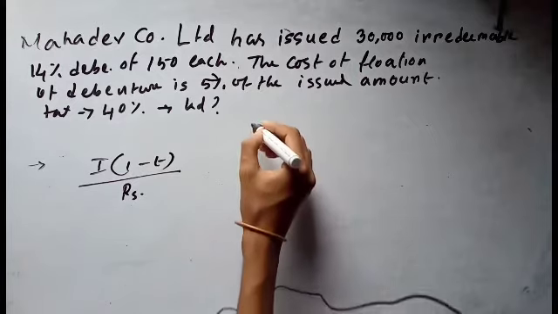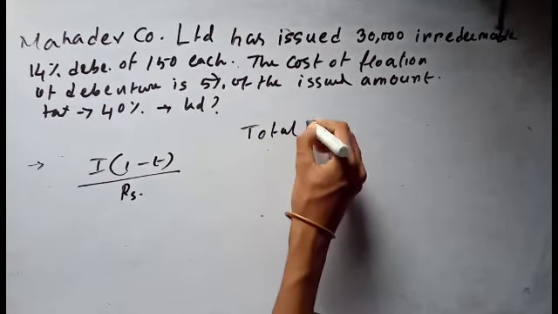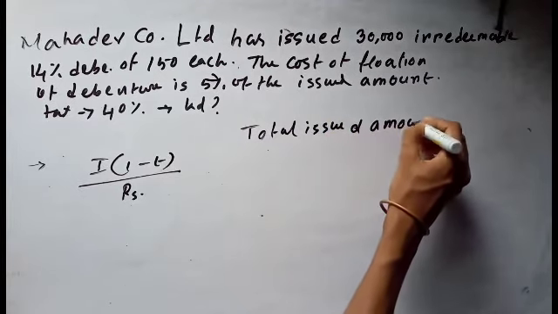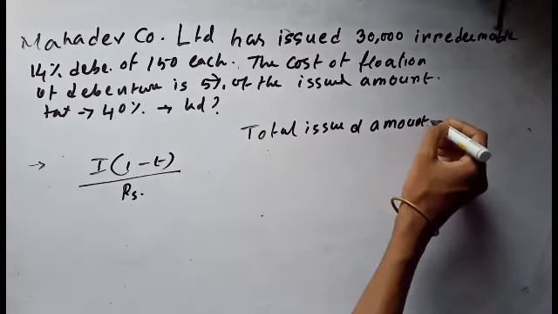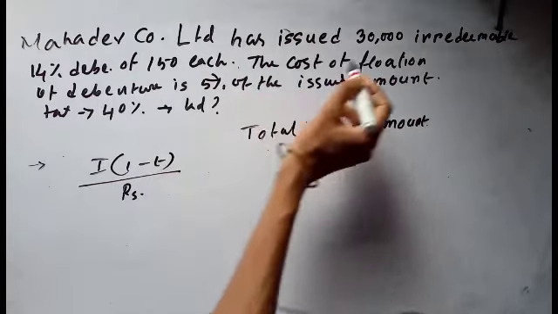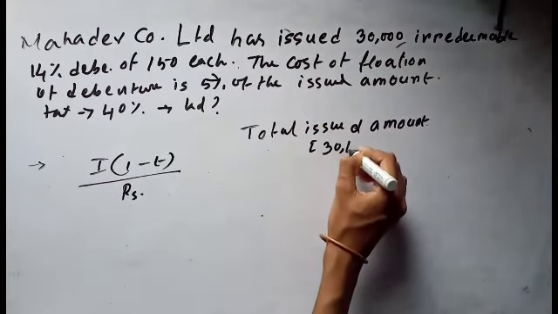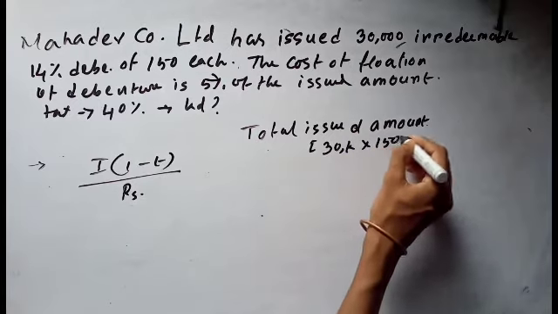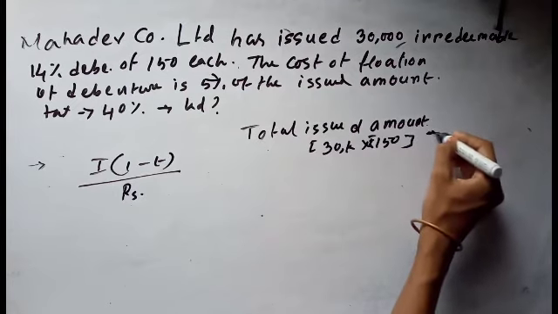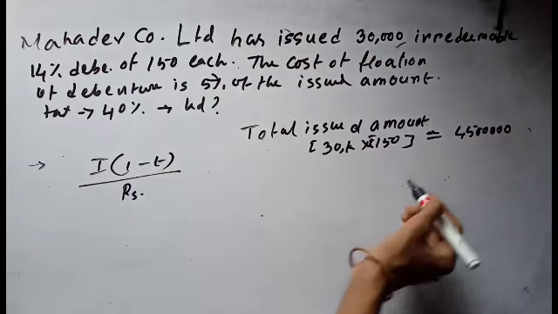So the total issued amount, which is 30,000 shares at 150 each. 30k into 150, this is the price, will be 45 lakh.